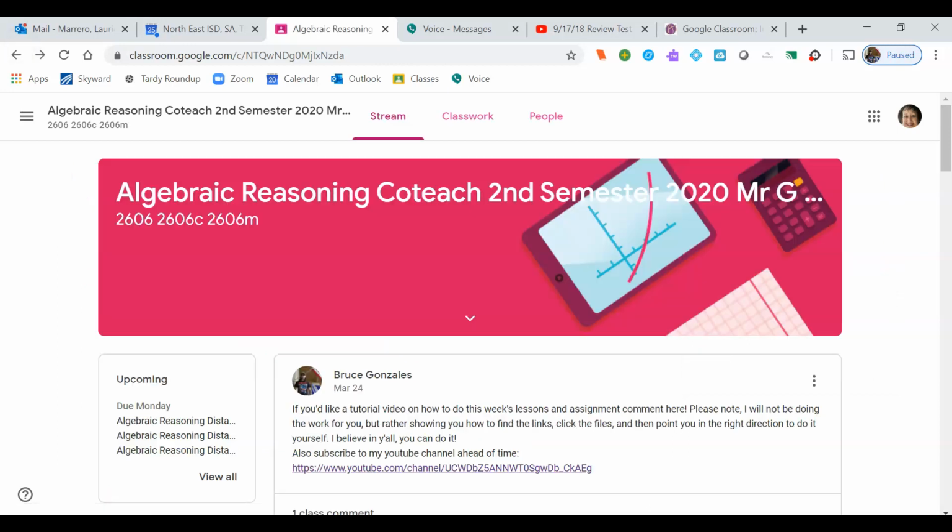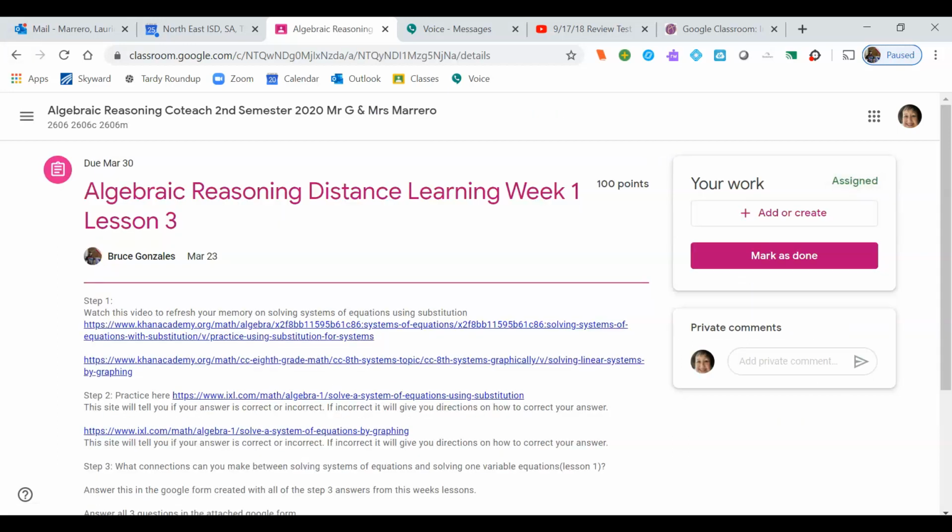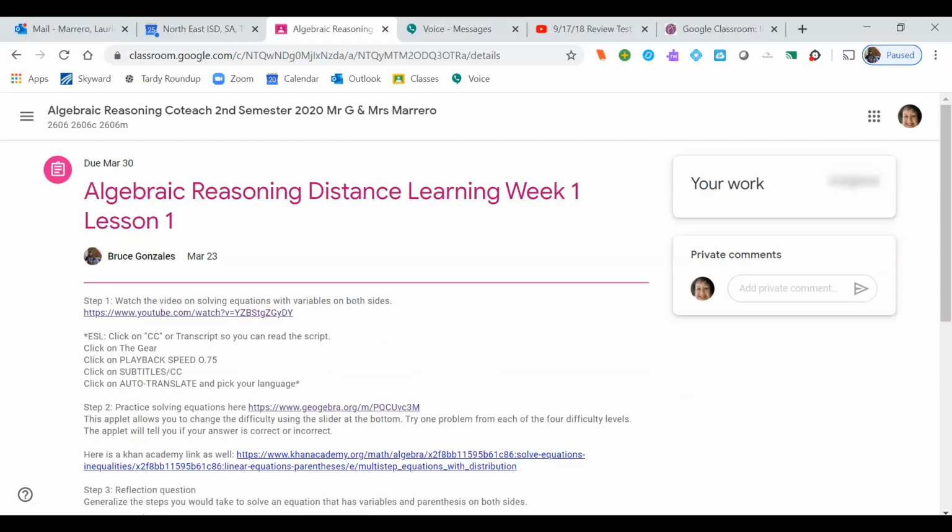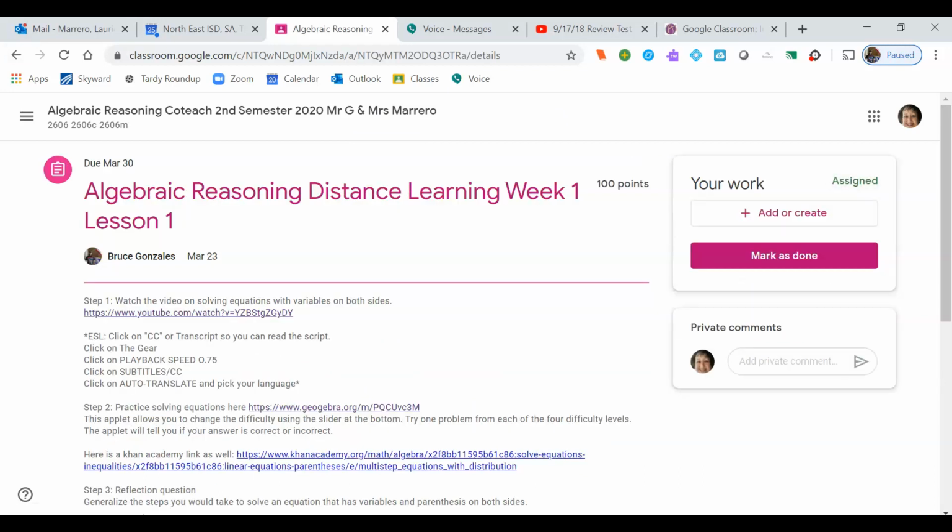Let's try week 1, lesson 1. Which one is it? Okay, not that one either. All right, so algebraic reasoning, distance learning, week 1, lesson 1. Now you notice there were 3 lessons for week 1.